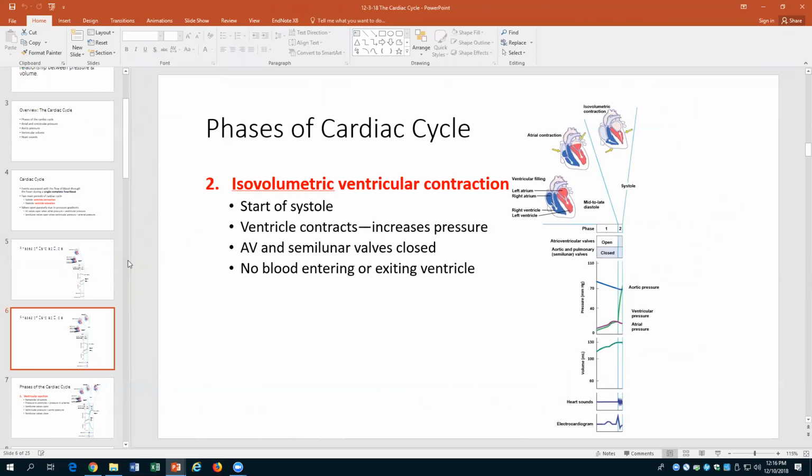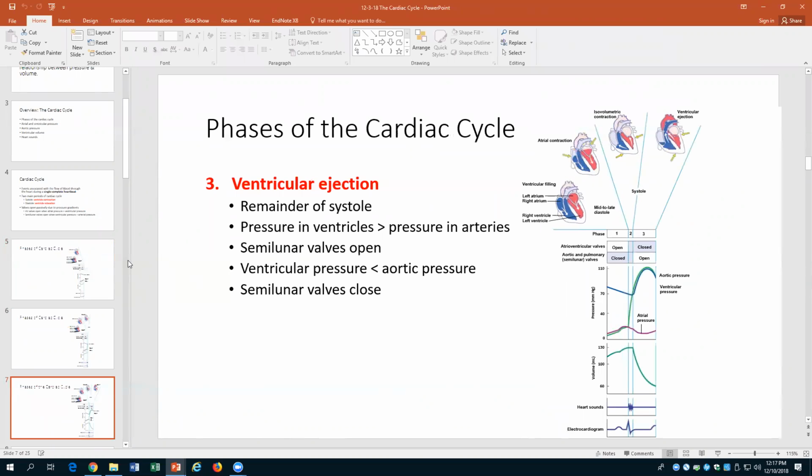It's higher than in the atria, but it's lower than in the aorta or the vessel. And so it's not enough to open either of those valves, okay? So in isovolumetric ventricular contraction, the pressure rises and the volume remains the same, simply because both those valves are closed. In phase 3, this is your ventricular ejection phase.